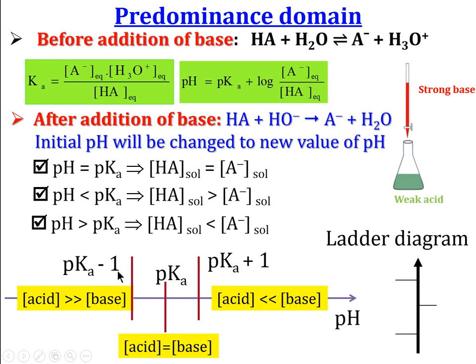And in the domain between pKa minus 1 and pKa plus 1, we have codominance between HA and A minus. If we invert the scale of the pH on a vertical scale, we obtain the same observations or the same domains, and this is called the ladder diagram. In other words, we can write the predominance domain on a horizontal pH scale or on a vertical pH scale.